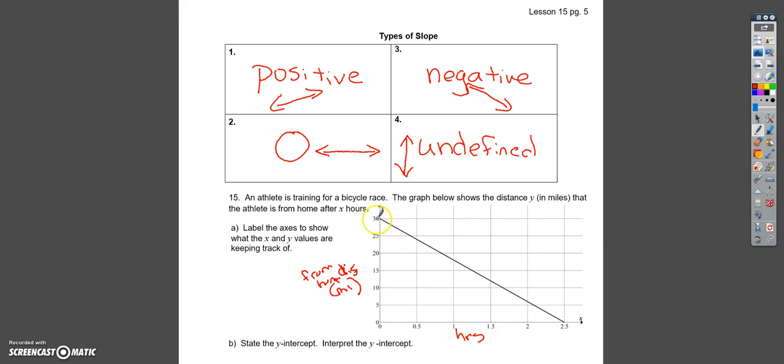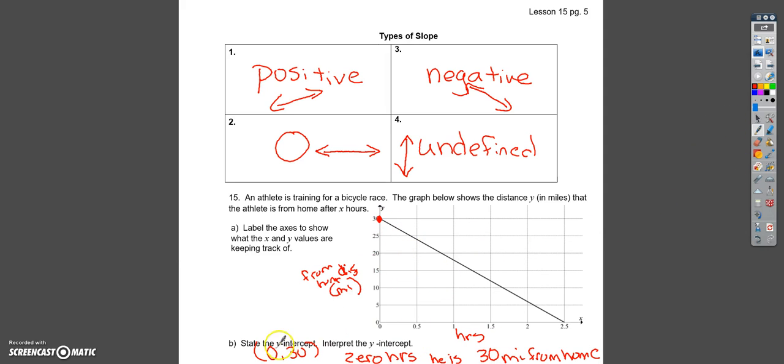Alright, state the y-intercept. Interpret the y-intercept. Well, the y-intercept is where it crosses the y-axis. So that would be 0, 30. So we would say 0 hours, he is 30 miles from home. So after 0 hours, he's 30 miles away.